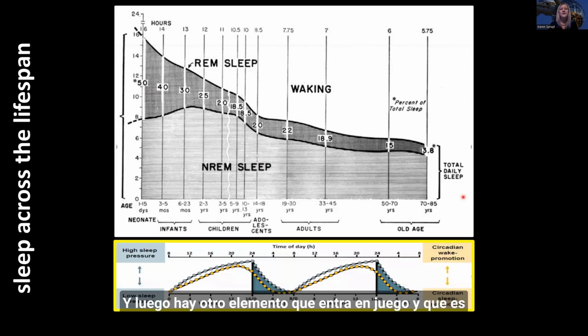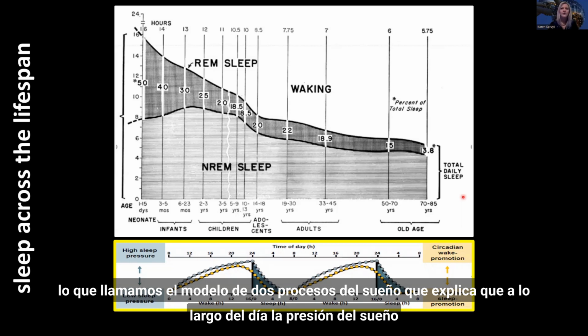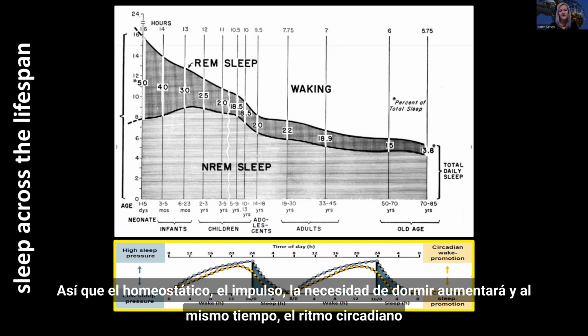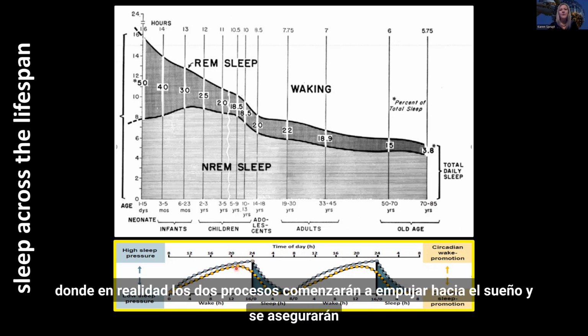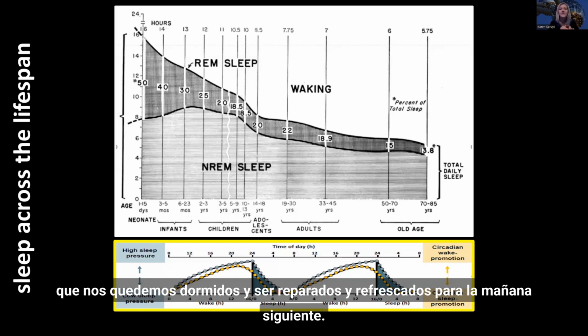And then there's another element that comes into play, which is what we call the two-process model of sleep, which explains that throughout the day, the sleep pressure will increase. So the homeostatic drive, the need to sleep, will increase. At the same time, the circadian rhythm, the biorhythm, will try to push us to remain awake up till a certain point in the evening, where the two processes will start to promote sleep, and they will make sure that we can fall asleep, remain asleep, and be repaired and refreshed for the next morning.